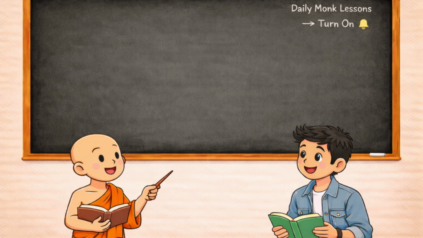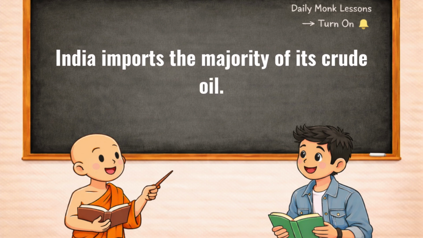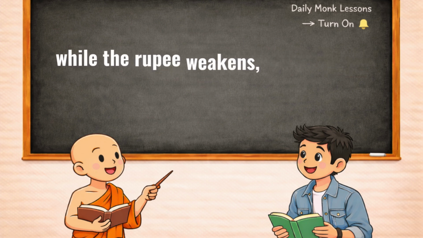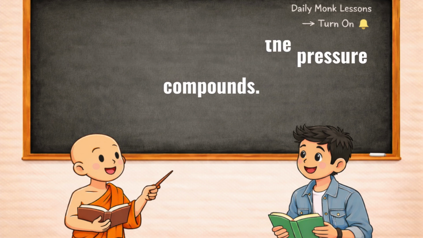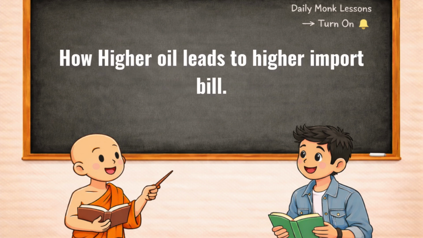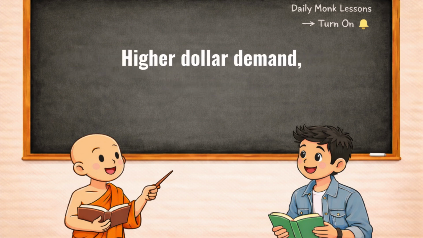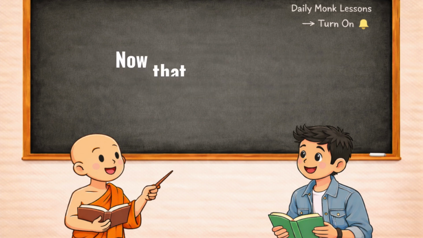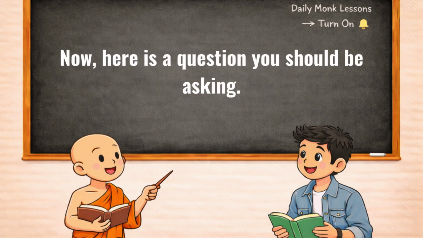Now, let's address oil. India imports the majority of its crude oil. If oil prices rise while the rupee weakens, the pressure compounds. Higher oil leads to a higher import bill. Higher dollar demand then leads to a weaker rupee and a higher inflation rate. That cycle matters.